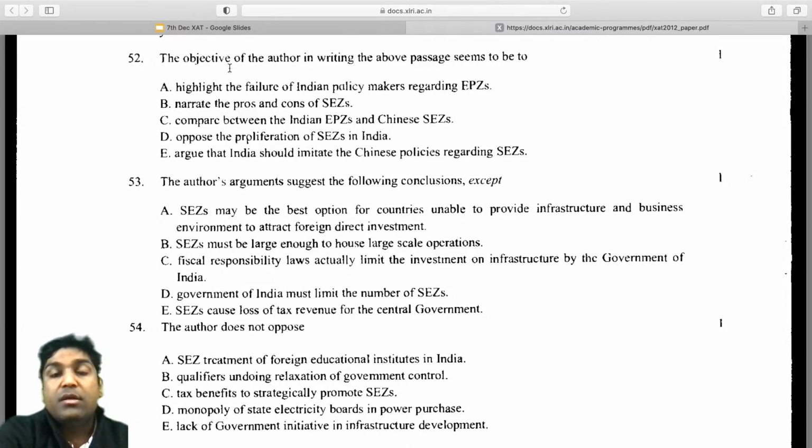So the question says, the objective of the author in writing the above passage seems to be to highlight the failure of Indian policymakers regarding EPZ. Is it correct? Pros and cons of SEZ, no. Compare between India's EPZ and Chinese SEZ, no. Oppose the proliferation of SEZs in India, no. Argue that India should imitate Chinese policies regarding SEZs, no.